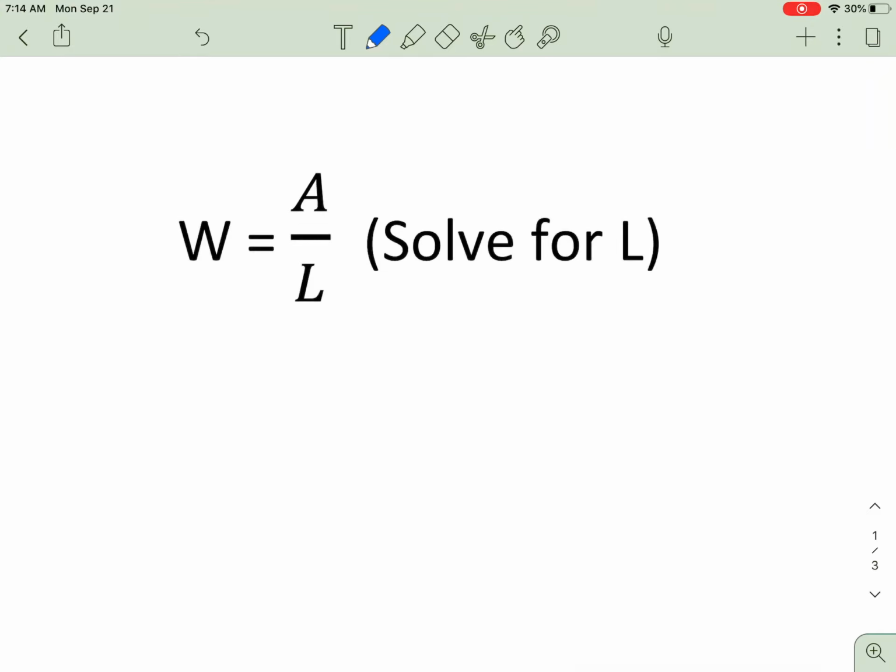Solve for L. So this says A divided by L equals W, right? Well, now the letter that we want to solve for is on the bottom.